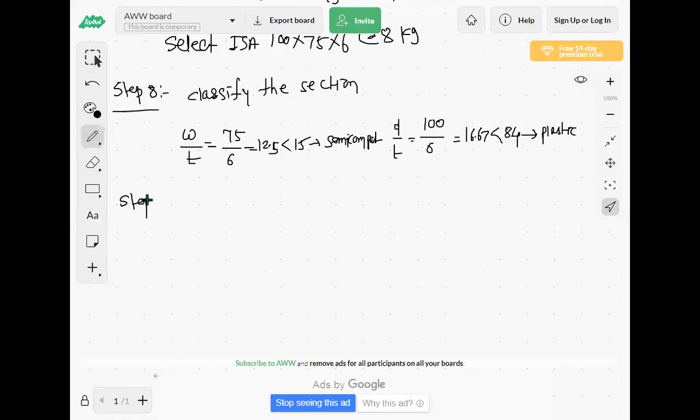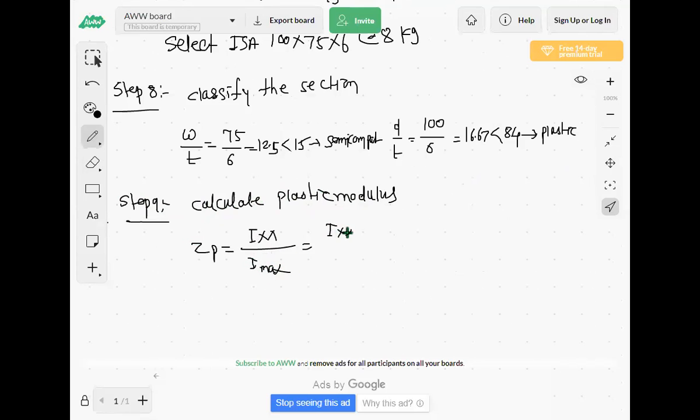Now step number 9. So step number 9, calculate plastic modulus. Plastic modulus means we have to calculate ZP. So ZP is equal to Ixx divided by Ymax. So Ixx divided by D minus Cyy.